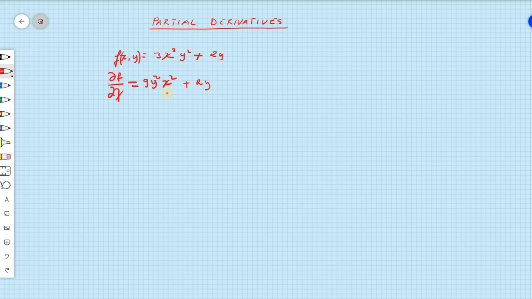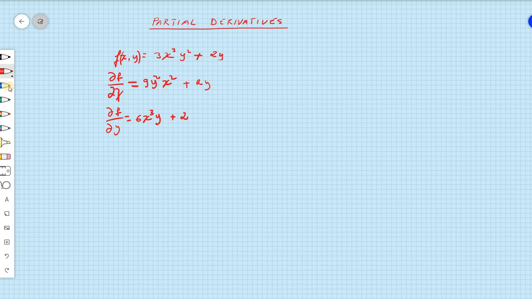df dx is this. Now in df dy, also same scenario: leave x alone, derive y. So that would be 6x cubed y plus 2, and that's it.